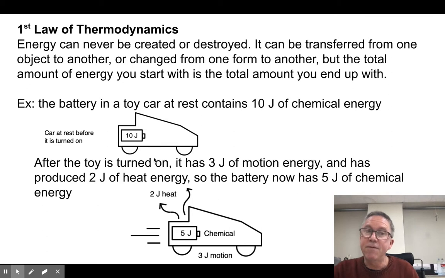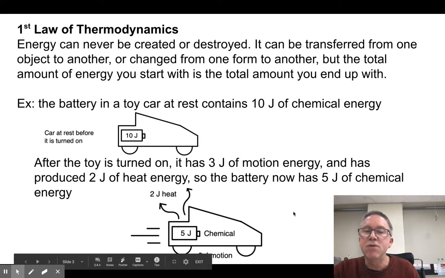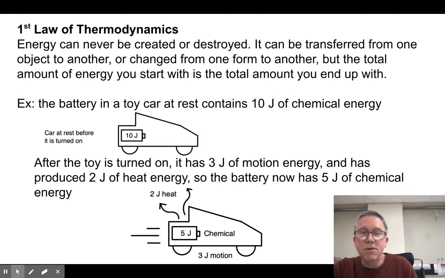Now, what the first law of thermodynamics tells me is after this car starts moving, it has 3 joules of energy of motion, and it's giving off 2 joules of heat energy. That's a total of 5 joules. Well, then there must be 5 joules still left in that battery because the total is always going to be the same. 10 joules I started with, 10 joules I end up with. Some of it got converted to motion energy, some of it got converted to heat energy, some of it remained as potential energy, as chemical energy. However, none of it was destroyed, and none of it came from elsewhere. If I add all this up and I come up with 11, I'd have some explaining to do. Or if I add it all up and I come up with 9, well, where's the other one? Because you can't create or destroy it.